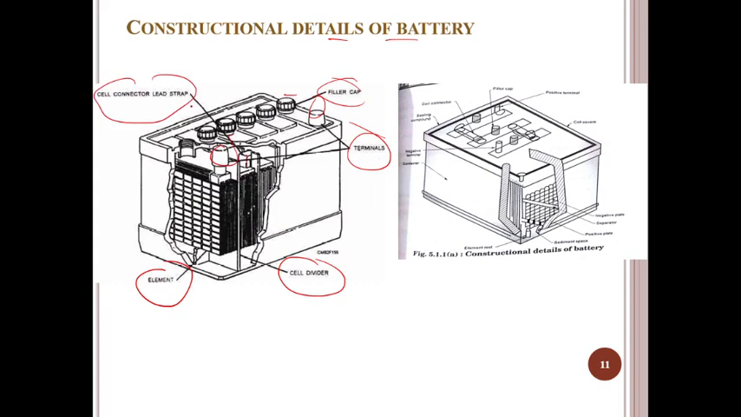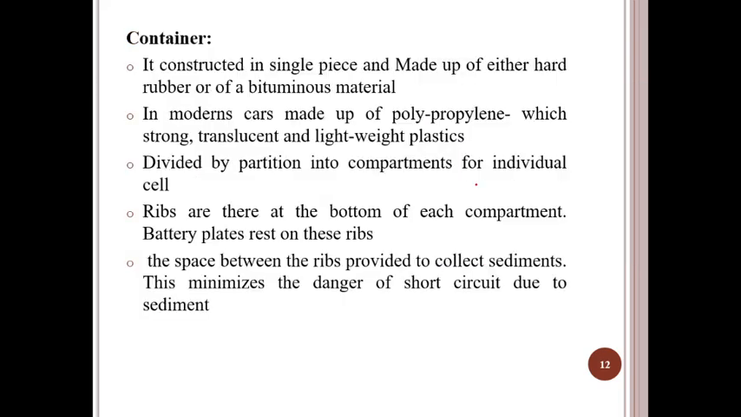Okay, this is the cell container. If you observe here, the filler cap, this one, this is the positive terminal, this is the cell connector, seal compound, negative plates, separator, positive plates, sediment plates, element. Okay, and this is our container. So what is the container, guys? If you observe here, it is constructed in a single piece and made up of either hard rubber or bituminous materials. This is used to design the containers.